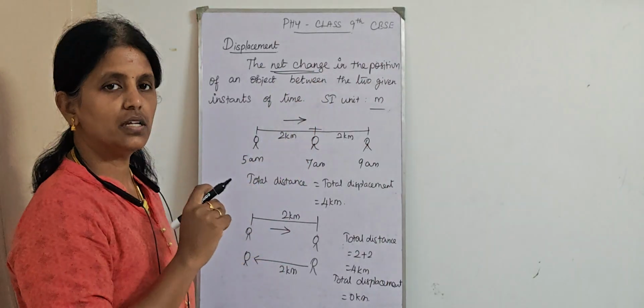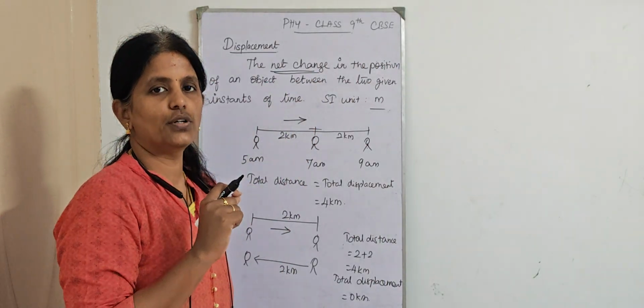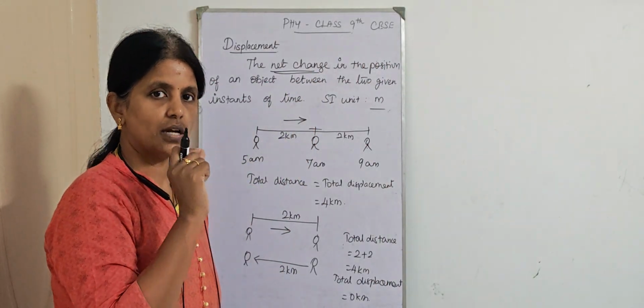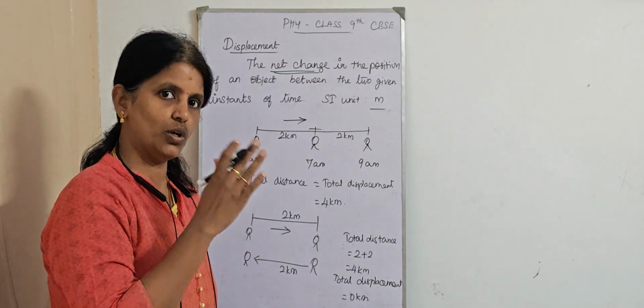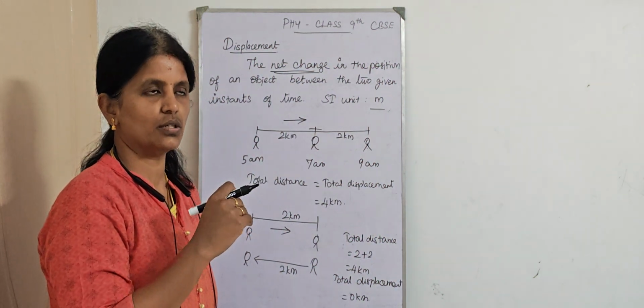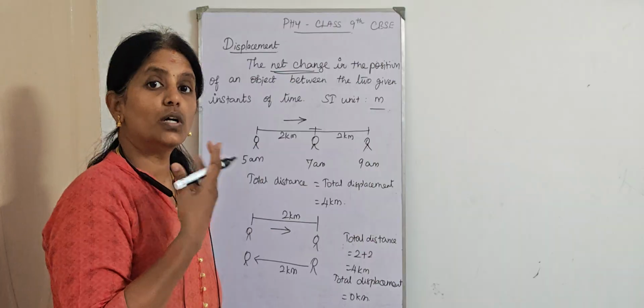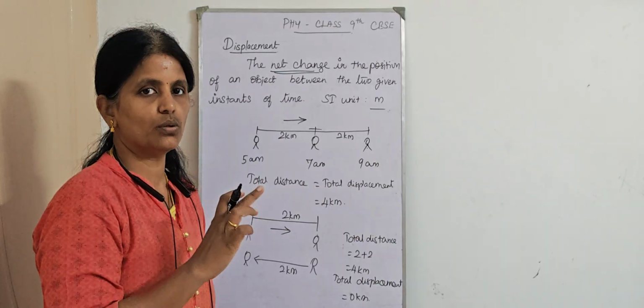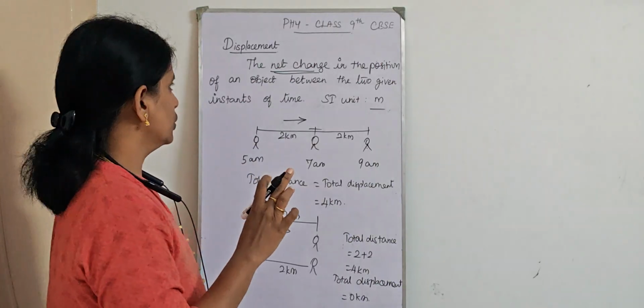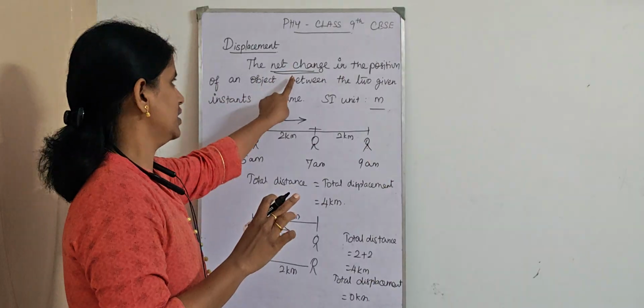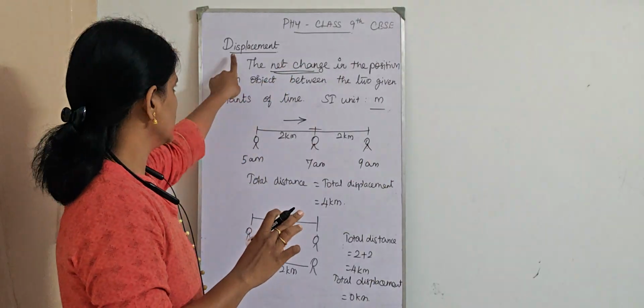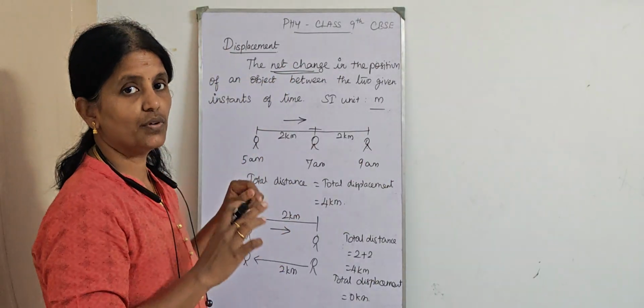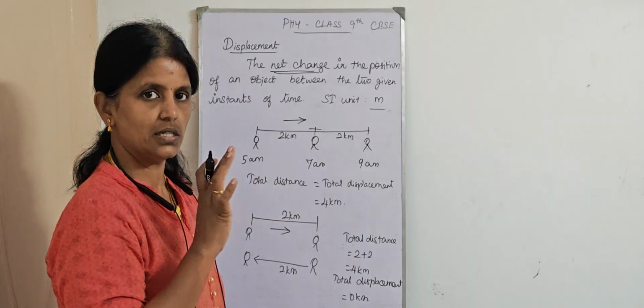What is meant by net change? We have to find out the total distance traveled by the object, either in forward direction or backward direction or upward or downward. Whatever may be the case, we have to find out the net change. If you are finding the net change, that is displacement. If you are finding the total change, that is distance.